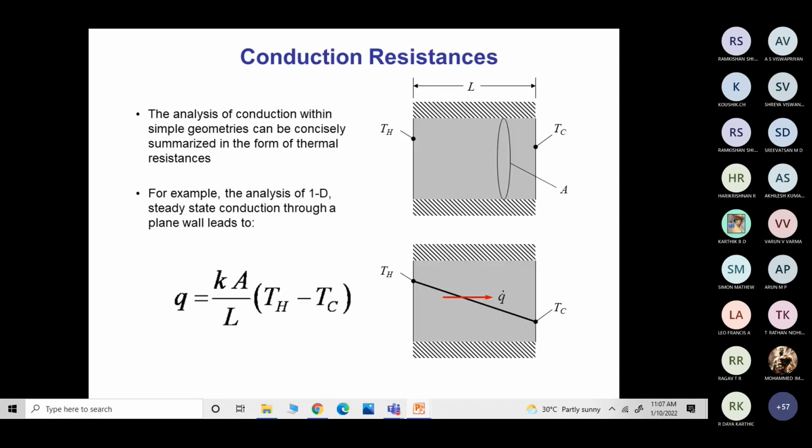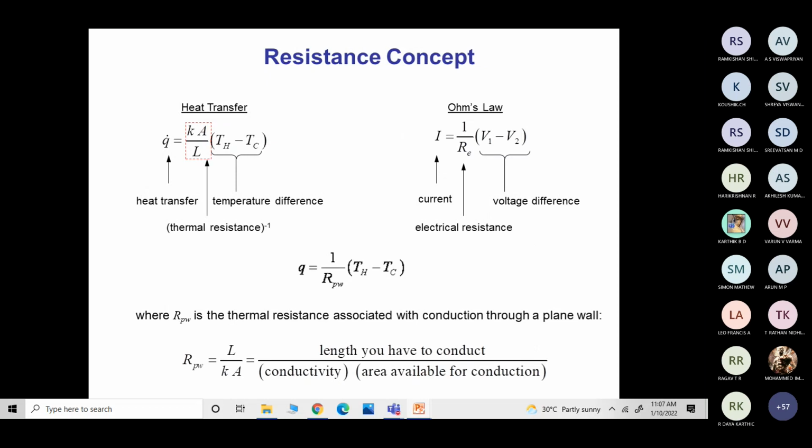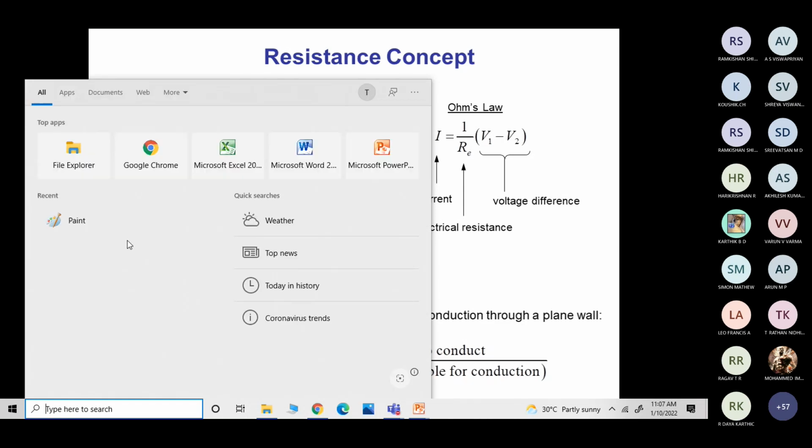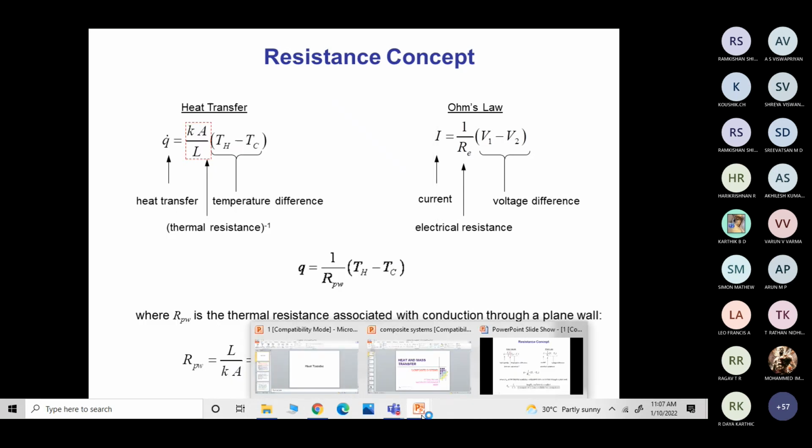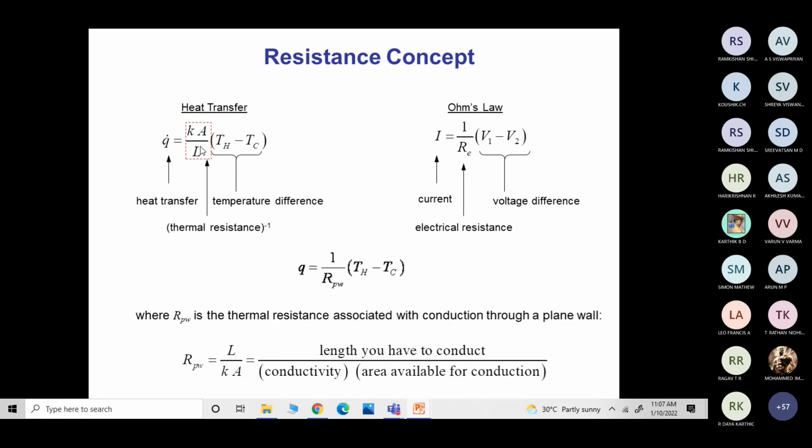Similarly, when we talk about resistance, we know that Q equals kA by L into (Th minus Tc), or we rewrite it as Q equal to (Th minus Tc) divided by L by kA. This kA by L, when it comes in the denominator, becomes L by kA. In other words, Q equals temperature difference divided by thermal resistance, or Q equals thermal resistance inverse into temperature difference. Just like Ohm's law, I equal to 1 by R into del V. Similarly, we calculate here the thermal resistance.